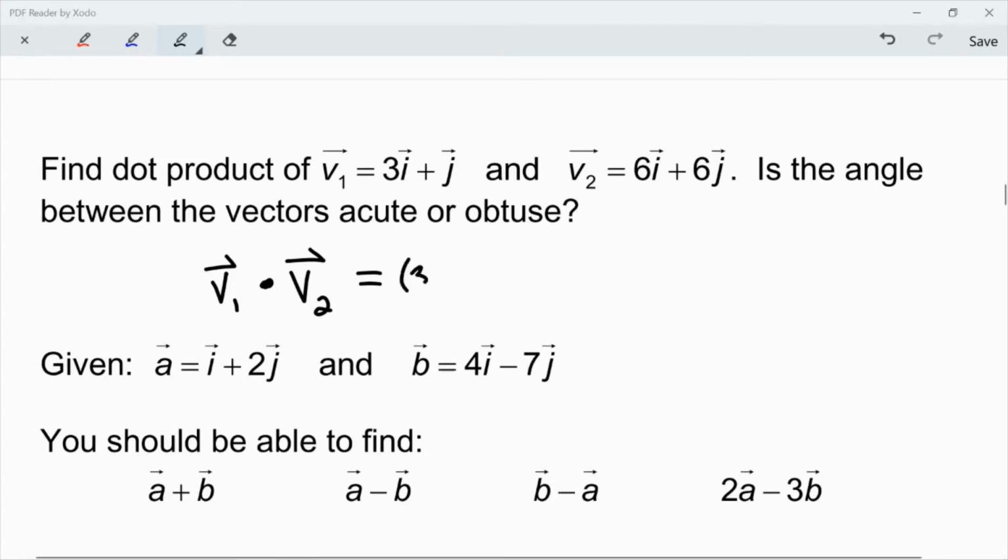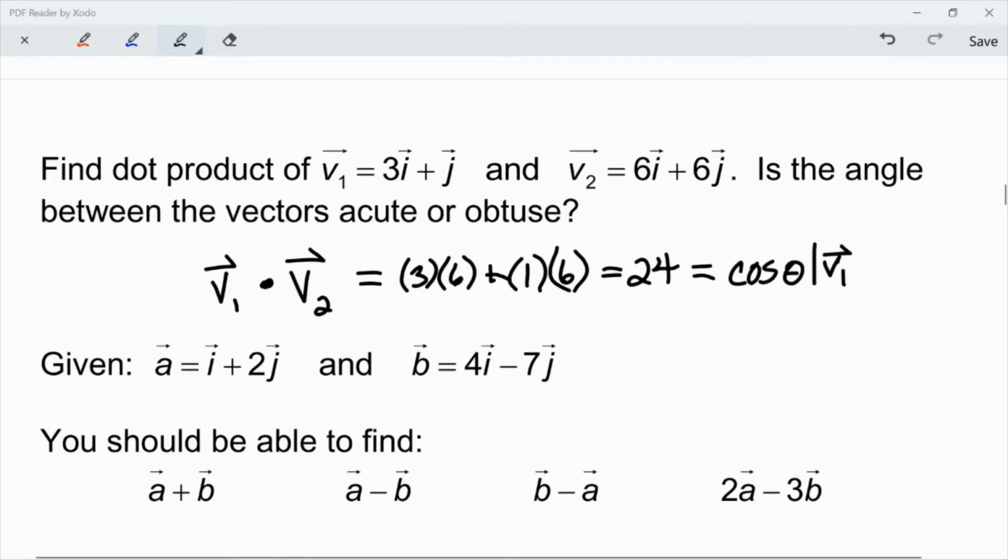In this case, it would be 3 times 6 because those are the i components. And then I'm going to multiply 1 times 6 because those are the j components. And in the end here, I get 24. Now, remember, that has a relationship to the angle. That dot product is equal to the cosine of the angle multiplied by the magnitude of vector 1 times the magnitude of vector 2.